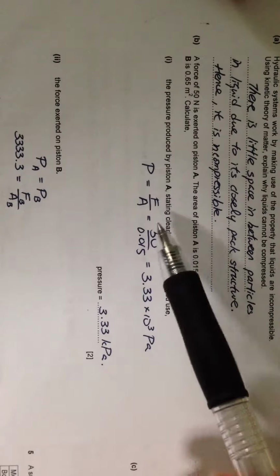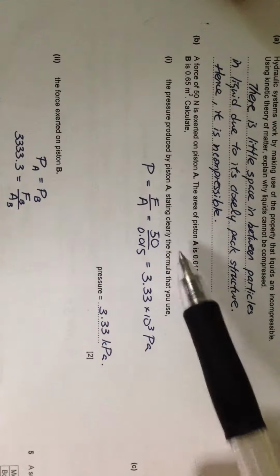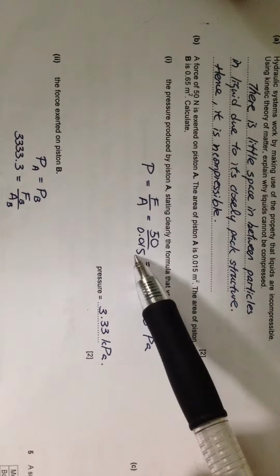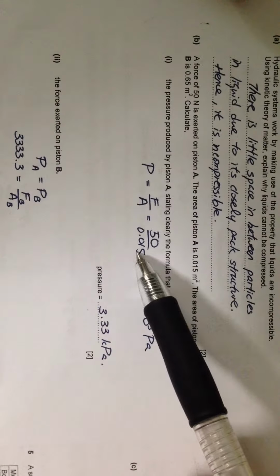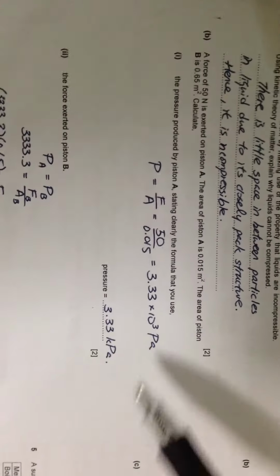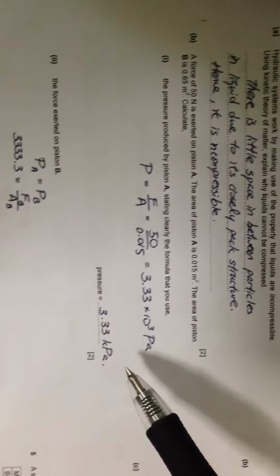Okay, then for your part B, you are asked to find the pressure. So P equals F over A. The F is given, the A is given. Make sure the units are correct. This must be in meter squared, this must be in Newton. Once you do that, you'll be able to find it. Okay, this is rounded off to 3 SF.